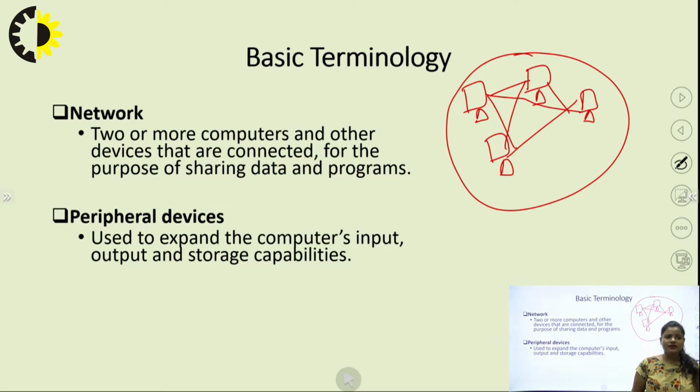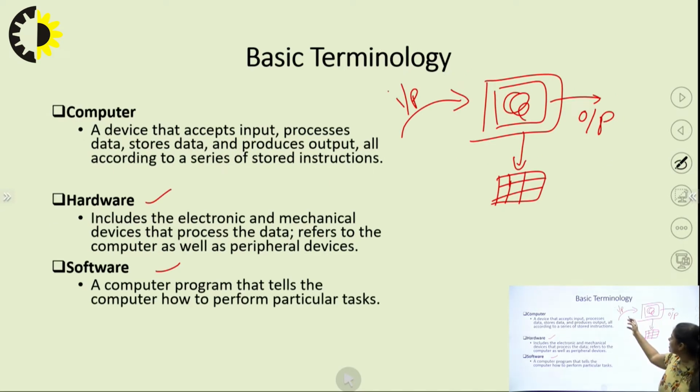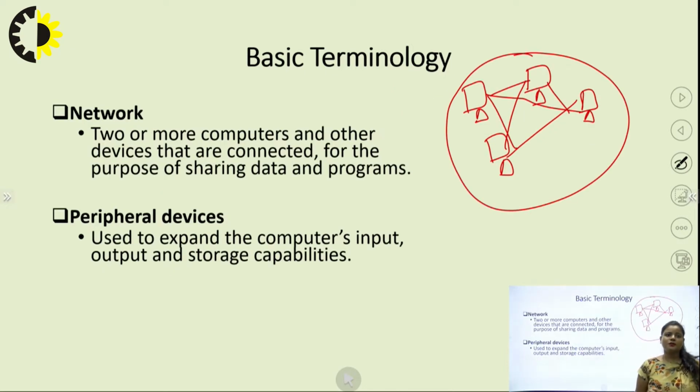So what are peripheral devices? Peripheral devices are basically used to expand the computer's input, output and storage capability. Earlier we have seen that a system has some input, some output, some storage kind of task. So how will we do this? We will do all these tasks with the help of peripheral devices. These are the devices used for input, output and storage tasks.